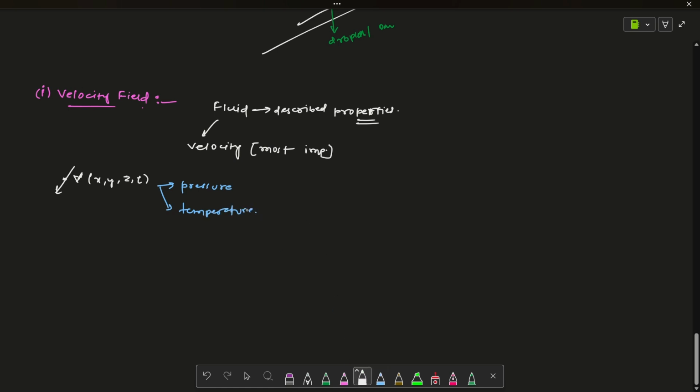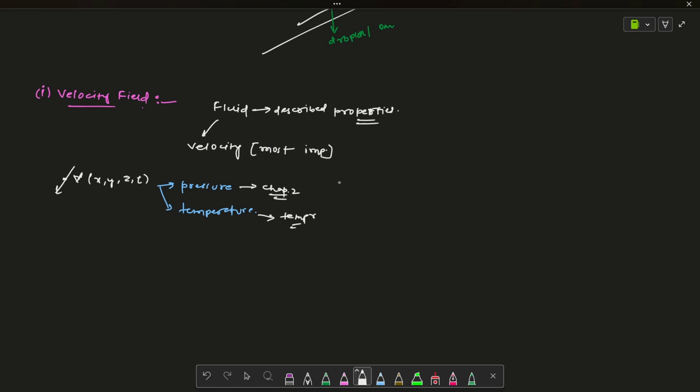Another question is how we are going to find this pressure and temperature. We will study pressure in chapter 2. In the second chapter I will discuss how, from the velocity, we are able to find the pressure, once the velocity field is known. In heat transfer courses you will learn how from the velocity you get the temperature profile. So everything is related to the velocity field. The most important property is the velocity field only.